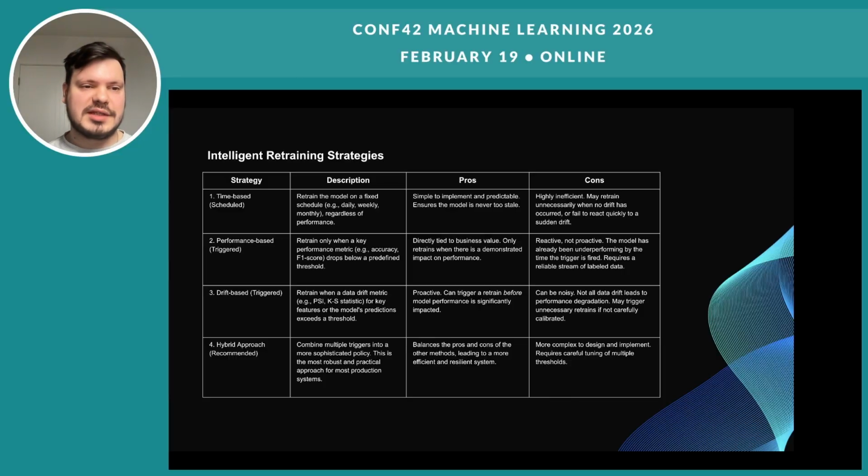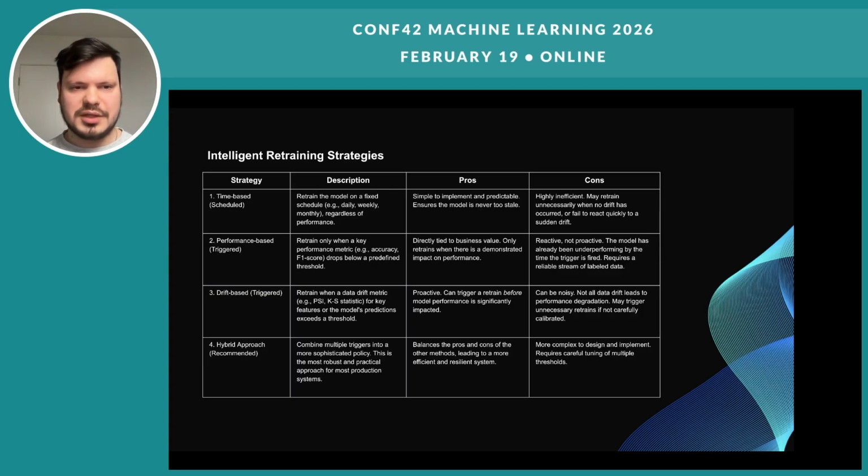The first one is a time-based strategy. It's basically schedule-based, for example, when we want to retrain our model on a daily, weekly, or monthly basis. On the one hand, it's simple to implement and predictable, but it's also highly inefficient and a waste of resources, because we don't always need to retrain our model. So we can think about the performance-based approach.